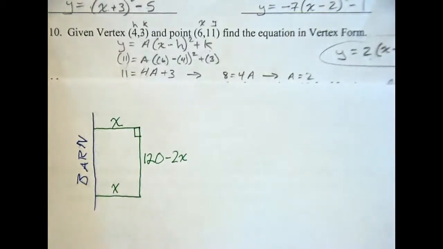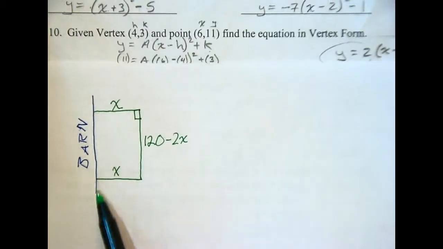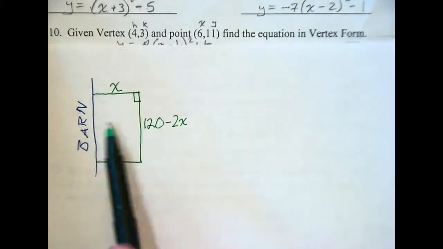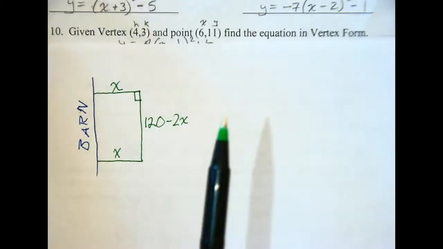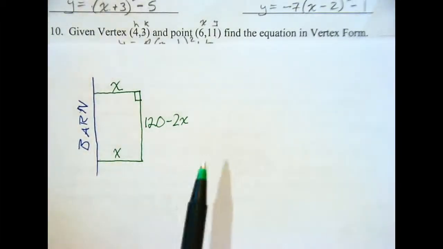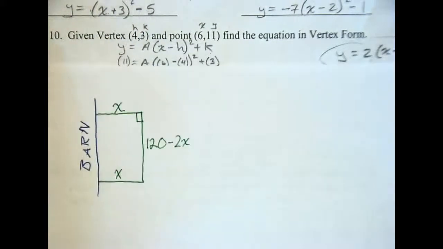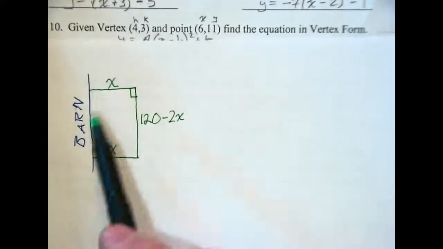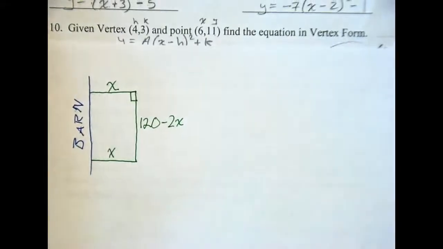Ethan? Wouldn't the other side also use some of the 120 though? Right here? It's next to a barn, so we don't need fencing against the barn, right? Unless you're putting something powerful in there, they'd be running through the barn or messing up the barn. So we won't need the fencing there. We only need 3 sides.